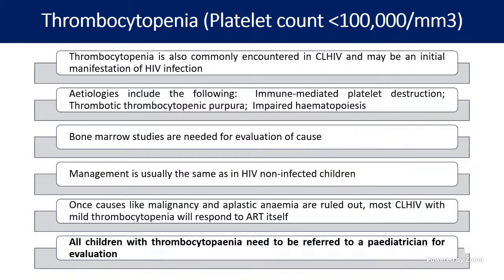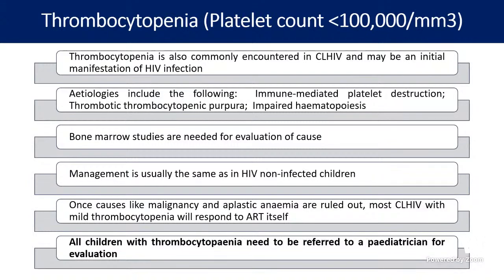Okay. But once you have diagnosed malignancy or aplastic anemia and all those things, that is a different path. If that is ruled out, we have ruled out all the malignancies and other causes of thrombocytopenia, you need to continue with your ART and it may respond. Okay. Thrombocytopenias have to be referred to the children's specialist. Okay. So anemia and thrombocytopenia are complications which the CLHIV children can have, and we just read how to identify that and how to treat it.